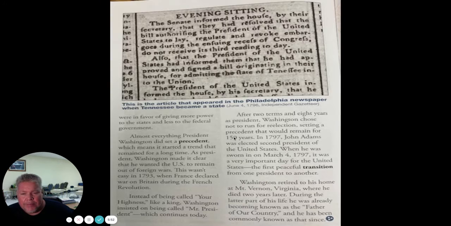Almost everything President Washington did set a precedent, which means it started a trend that remained for a long time. As president, Washington made it clear that he wanted the U.S. to remain out of foreign wars. This wasn't easy in 1793 when France declared war on Britain during the French Revolution.